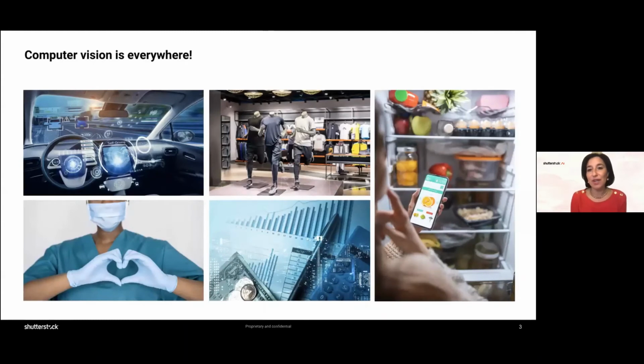Computer vision today is everywhere. We have heard from the presentation before this morning some of the examples. It's changing the way we shop. It's changing the way we do sport, we do banking, we drive. So it's very difficult to think about an industry or a market vertical that cannot take advantage of this technology.